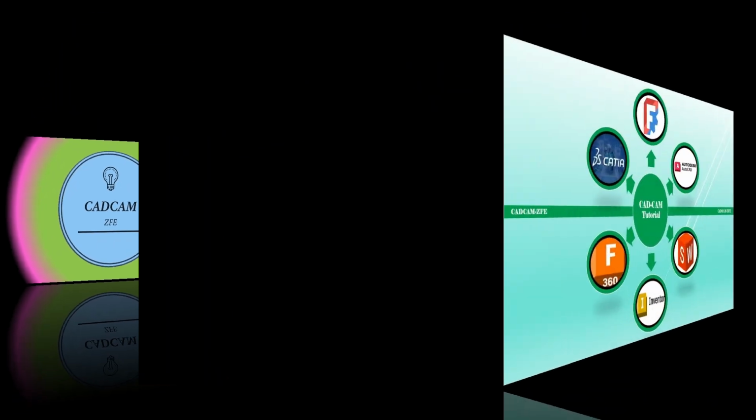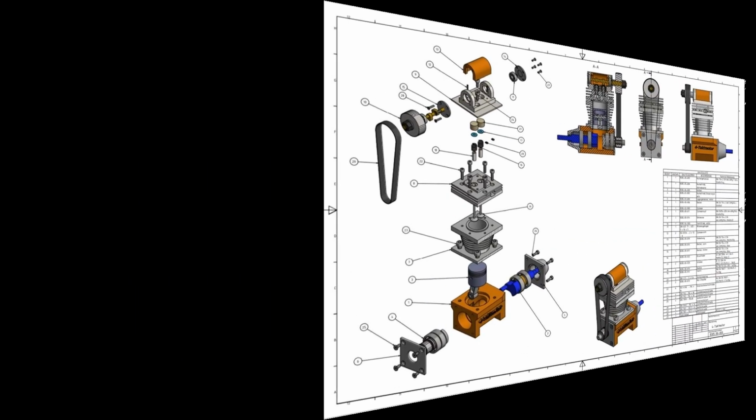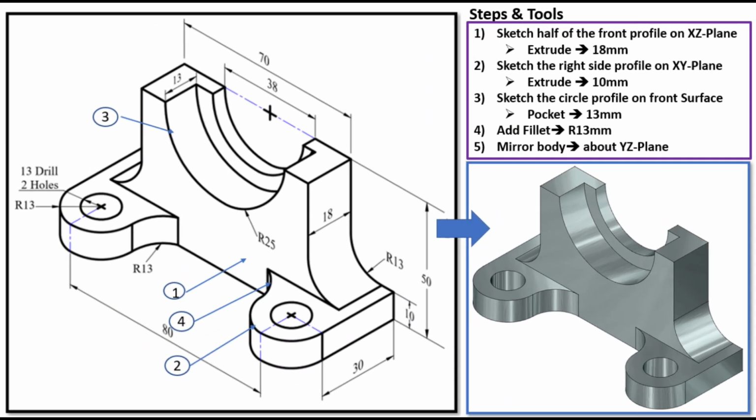Today I will show you how to create a 3D model from an existing 2D drawing with the help of FreeCAD Part Design tools like Pocket, Mirror, Extrude and Fillet. This is the exercise for today. As you know, there are several ways or steps to create this 3D solid part. Here you find the steps and the tools that I used to convert this 2D drawing into a 3D solid part.